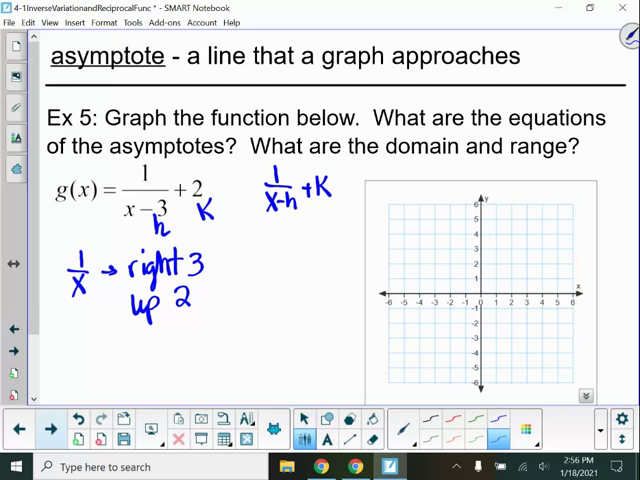So if I look at all of those graphs, I'm going to go back through and graph what I just did, and then I'm going to graph the new one. So that's the graph of 1 over x.